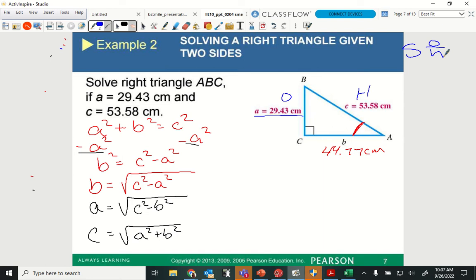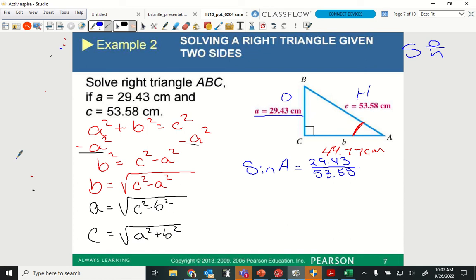So I'm going to write it out before I do the inverse. I'm going to say sine of whatever my angle A is equal to opposite over hypotenuse, 29.43 over 53.58. So now my unknown value is that A.